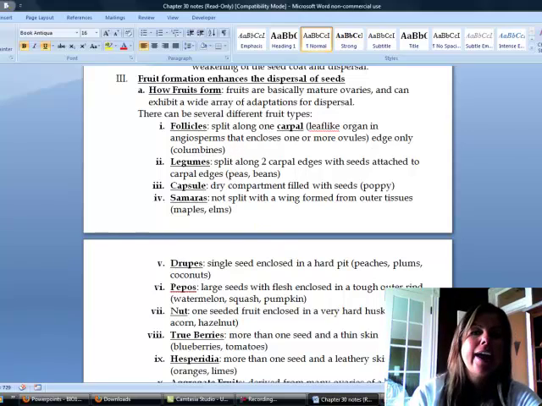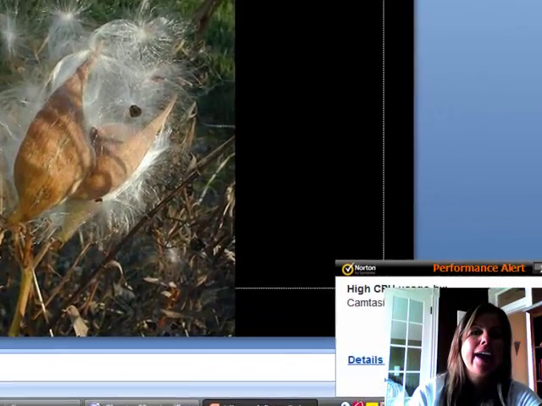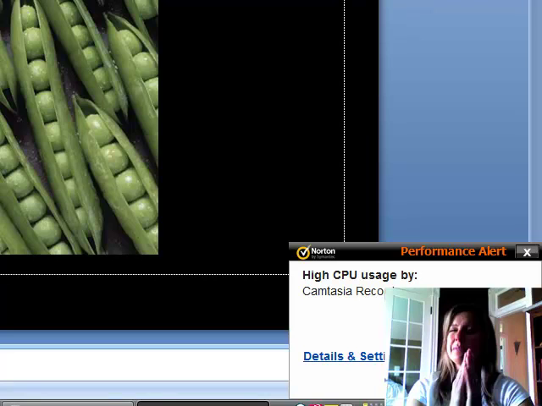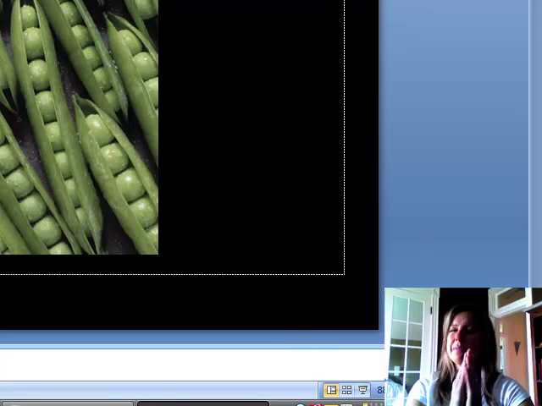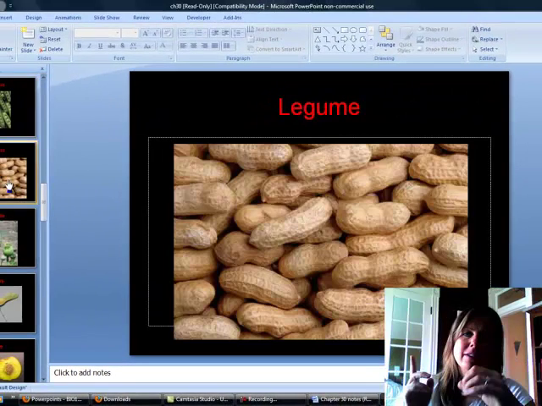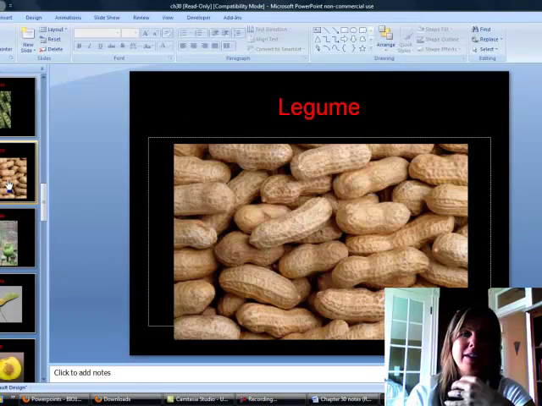The next type are going to be legumes. And here's a picture of legumes right here. So a legume looks similar to a follicle, but they actually break completely apart. Legumes are going to be things like peas, beans, but also peanuts, right? If you think about a peanut shell, that breaks into two separate pieces, right?